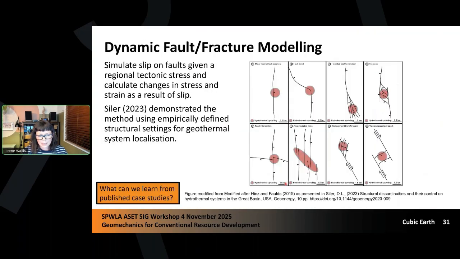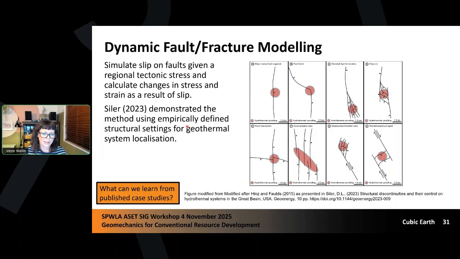But this dynamic fault modeling, essentially, we're looking to take a fault model and a stress state, and through many fault cycles over time, simulate the slip on those faults, given that stress state and the incremental changes in that stress state, to find the changes in stress and strain as a result of that fault slip. And so this is work a collaborator of mine has been pioneering, Drew Seiler, Geologica Geothermal Group. And he's demonstrated it using this set of empirically defined structural settings. So this is the work of Hines and Folds and others.